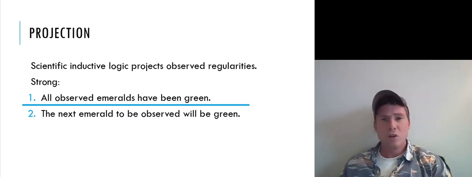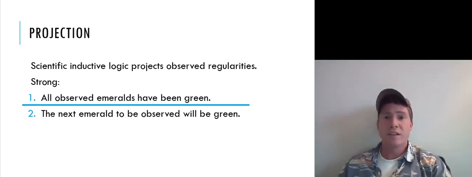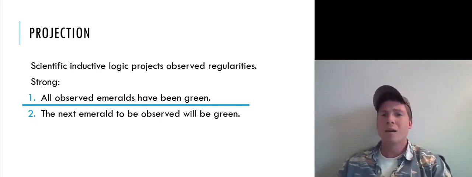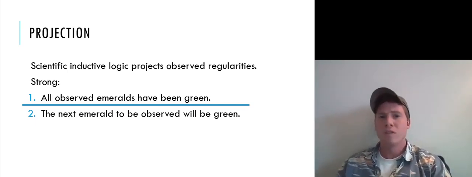And it seems like what it's doing is projecting an observed regularity, something that we've seen in the data that we've observed so far, something that's in our stock of knowledge, namely, that all the emeralds we've observed so far have been green. We're projecting that out onto unobserved cases. The next emerald, which we haven't observed yet, but which we will observe, we predict will be green. So we're projecting from the data that we have to the unobserved cases.